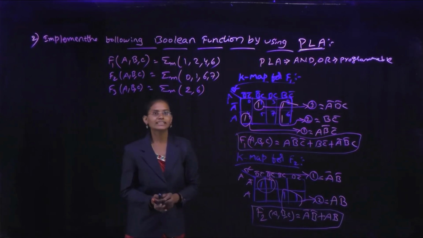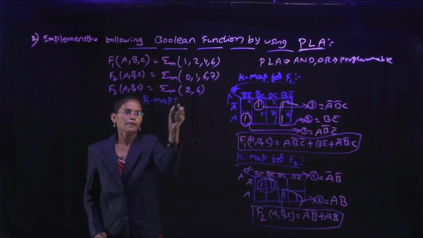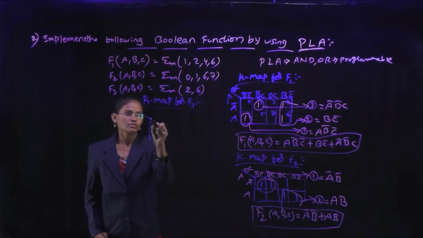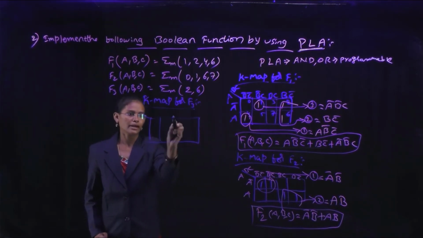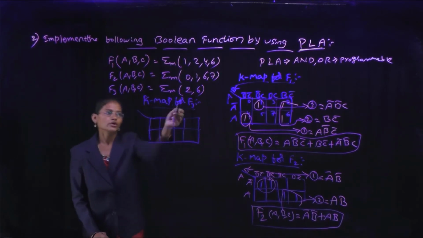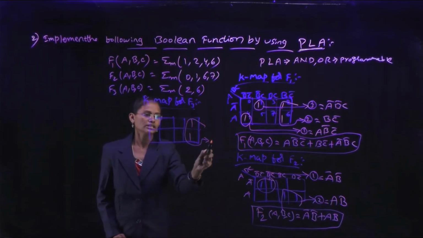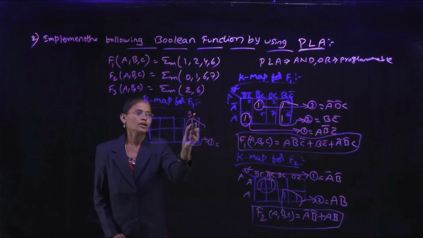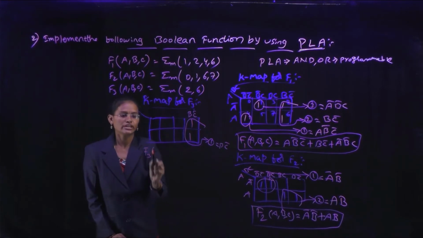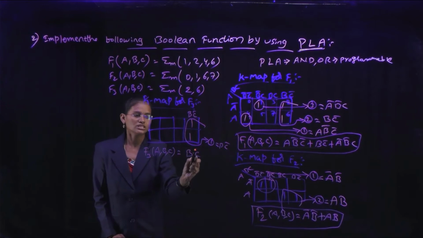And draw the K map for F3. K map for F3. Here also an 8 cell K map. Here the min terms are 2 and 6. We are grouping them here. This is B C bar. So F3 of ABC equals B C bar.